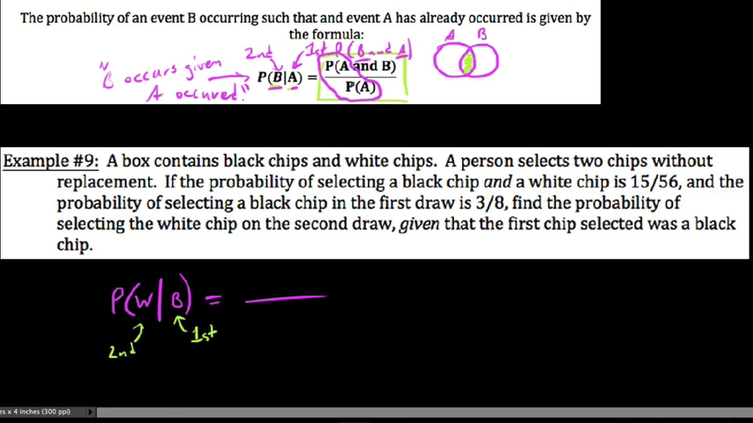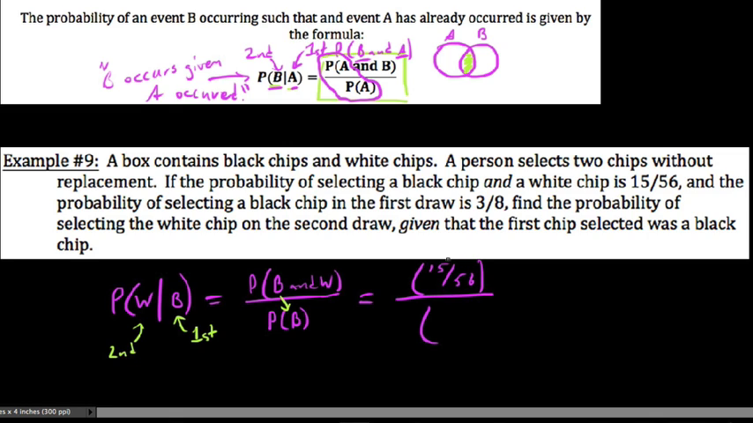So it's the probability of the first event over the probability of the first event. In this instance, we're going to say the probability of, now switching them around, black on the first one and then white, over the probability of the first event, which is this black chip here. The nice thing about this problem is we've already been given the probabilities. The probability of a black and white chip was given to us as 15 out of 56, so 15 out of 56 is our top probability.